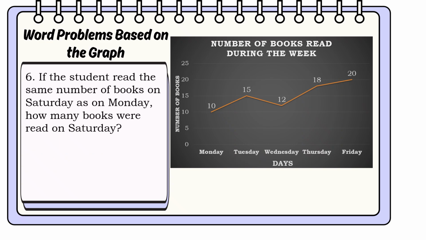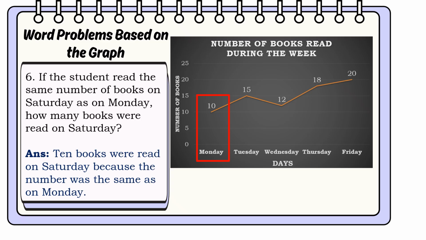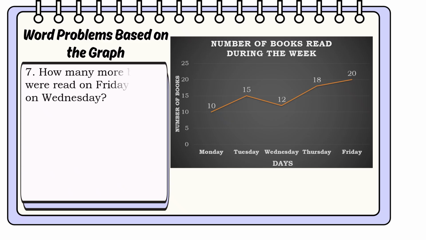Question number 6. If the student read the same number of books on Saturday as on Monday, how many books were read on Saturday? What do you think your answer is? Alright, 10 books were read on Saturday because the number was the same as on Monday. Next question. How many more books were read on Friday than on Wednesday? What do you think the answer is?